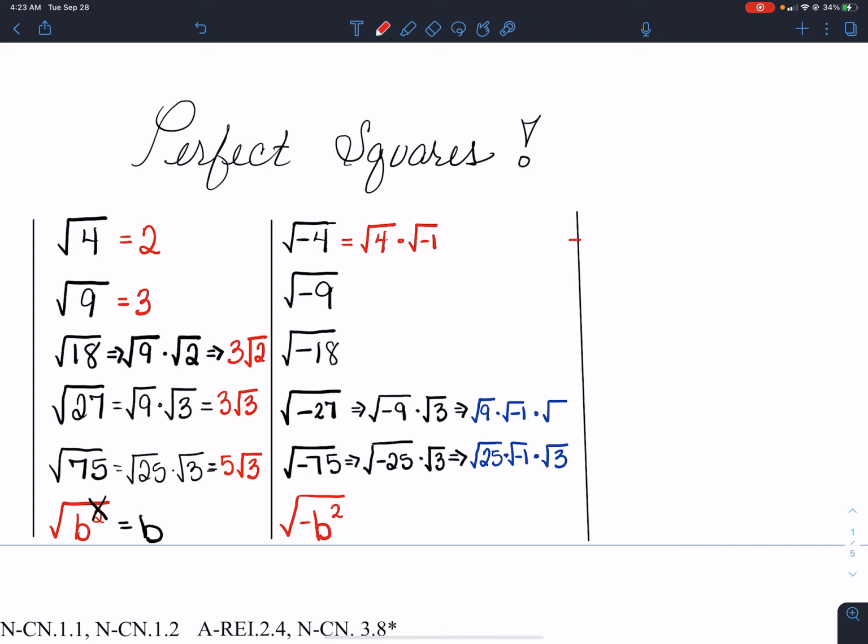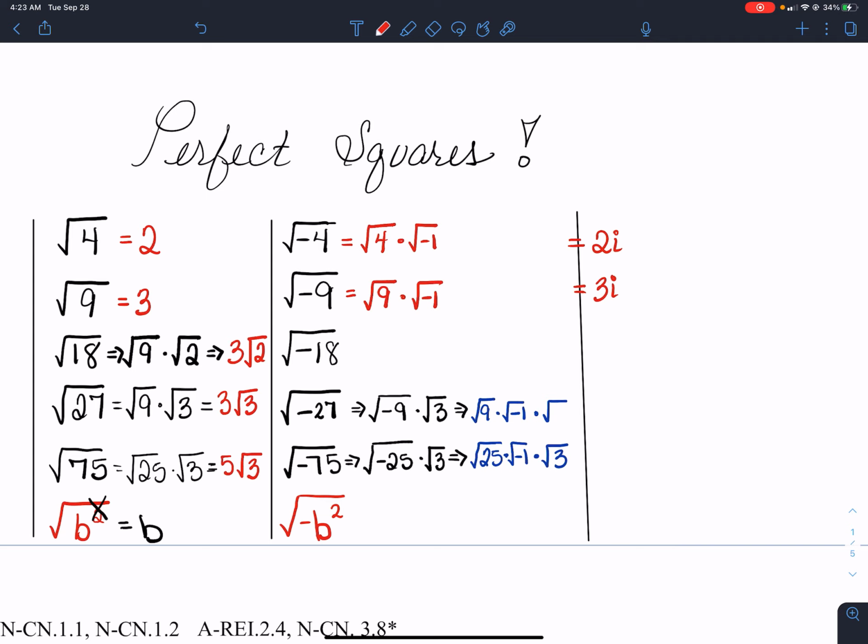That there is going to reduce to 2, and anytime we see a negative 1 under the radical, we're going to put an I for an imaginary value. Okay. So negative 9, we will have 9 times negative 1. The square root of 9 is 3, and the square root of negative 1 is I.